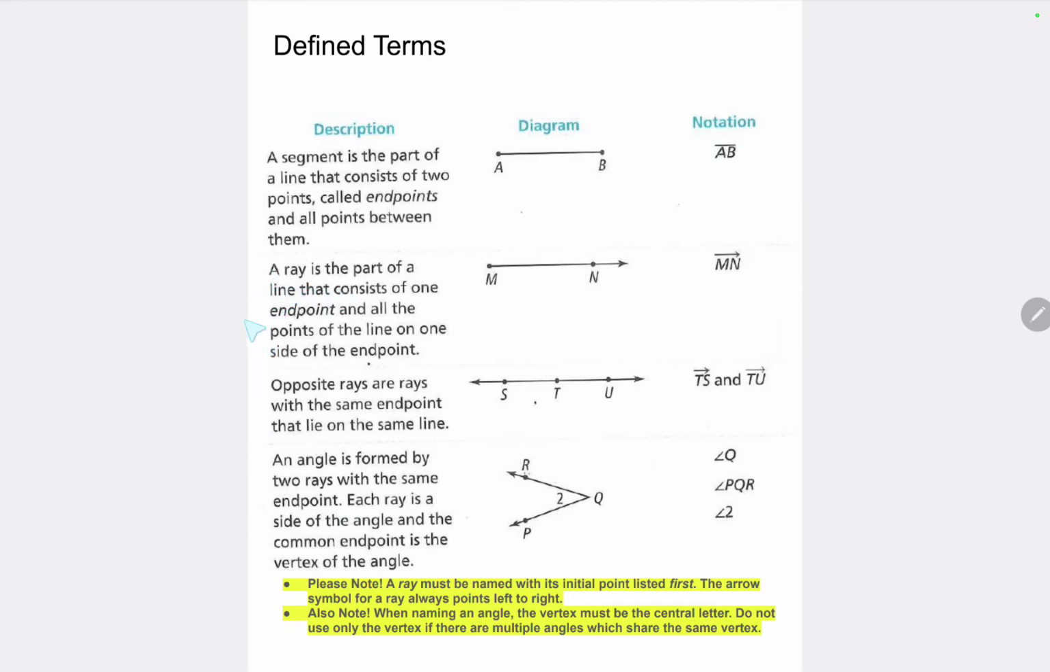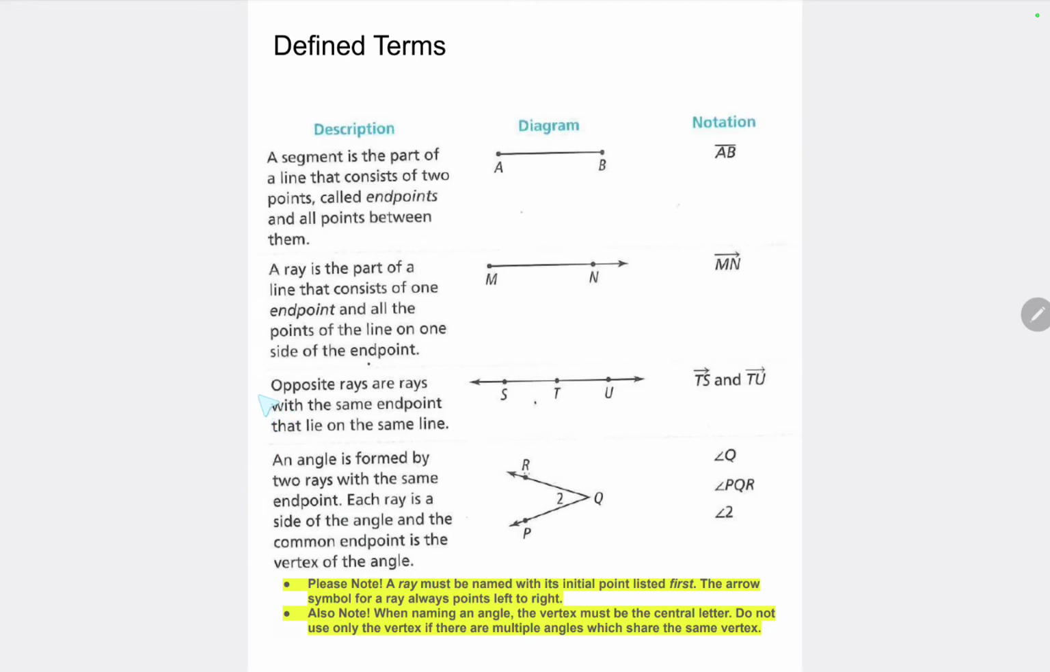A ray is also a part of a line. It consists of 1 endpoint and all the points of the line that are on that same side as the endpoint. So here I have ray MN. Please notice that the ray symbol points to the right. If I wanted to refer to a ray that was pointing to the left, I would start with my first endpoint or initial point, and then I would name a point that the ray passes through. My symbol would still point to the right, and I've noted this down here.